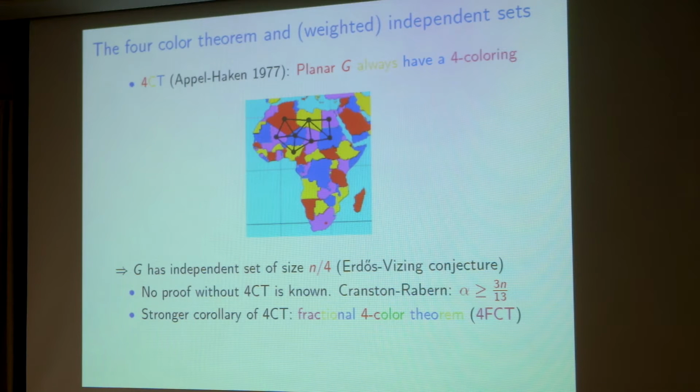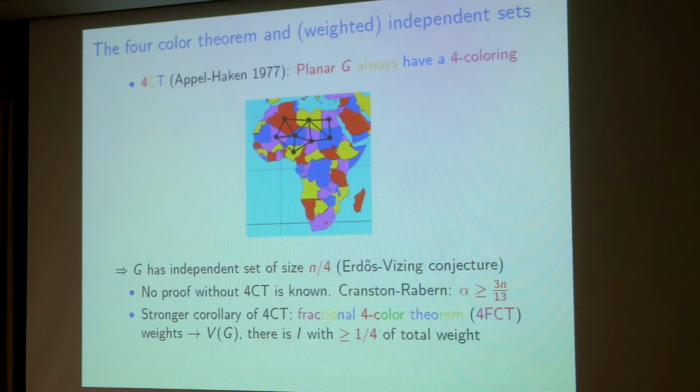So let me state another corollary of the 4-color theorem, which will lie somewhere in between the Ringel-Wissing conjecture and the 4-color theorem. Let me call it a fractional 4-color theorem. There are plenty of ways to state it, but one way is: you give me your planar graph G, to each vertex you place a weight, and now you would like to find an independent set that has at least 1/4 of the total weight.